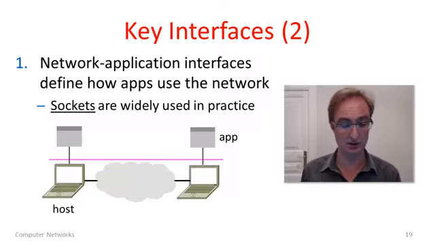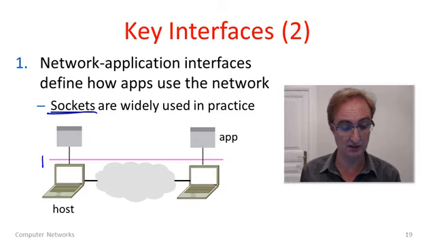So let's look in just a little more detail. Here, this line is interface 1, showing us the network to application interface. It defines how applications are allowed to use the network. And there is a widely used interface here called sockets. This is used to write many applications on the internet. We'll look at that in a following module.